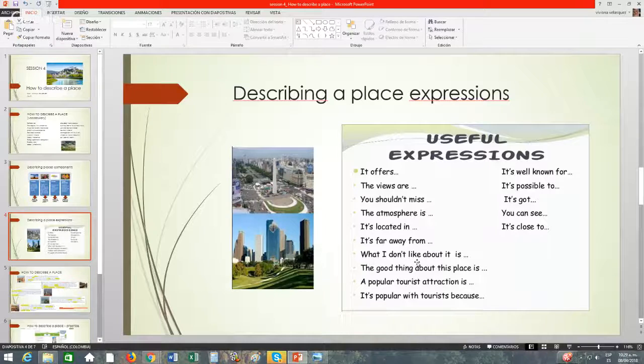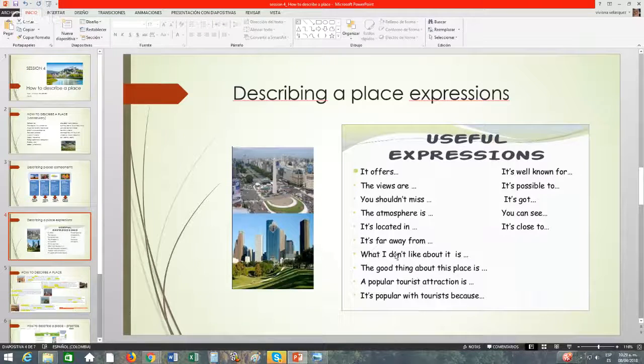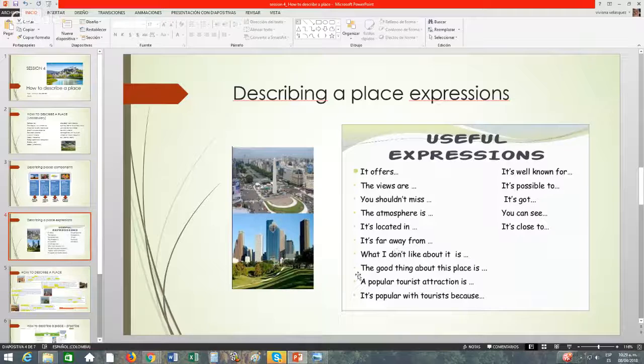Now, what I don't like about it is this expression is giving your personal opinion about the place, no? So you said, what I don't like about Bogota is the traffic jam or the transportation system, for example. Personal opinions. Similar, the good thing about this place is, so you got here a negative expression to use your personal opinion or an affirmative expression to use your opinion. Yes? Think about... Tell me.